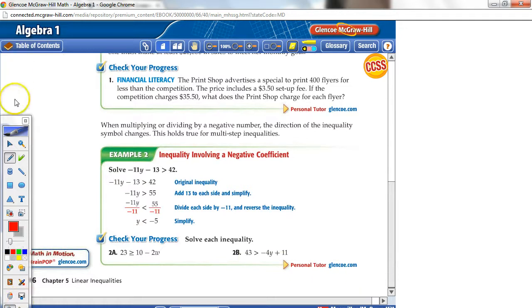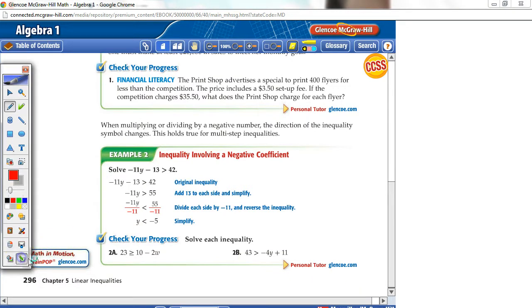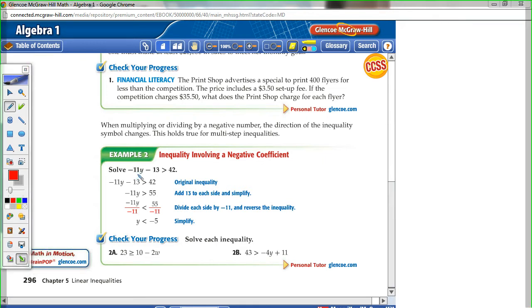Alright, so here we have another inequality. Negative 11y minus 13 is greater than 42. Okay, so just like how you would solve an equation, you are to add or subtract first, and then multiply or divide. Okay, so here's our inequality.